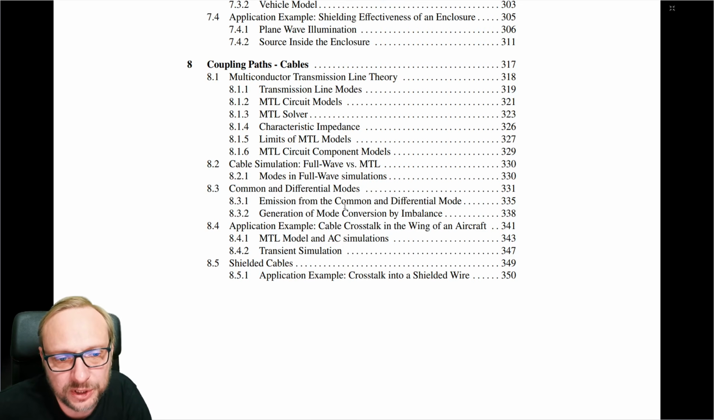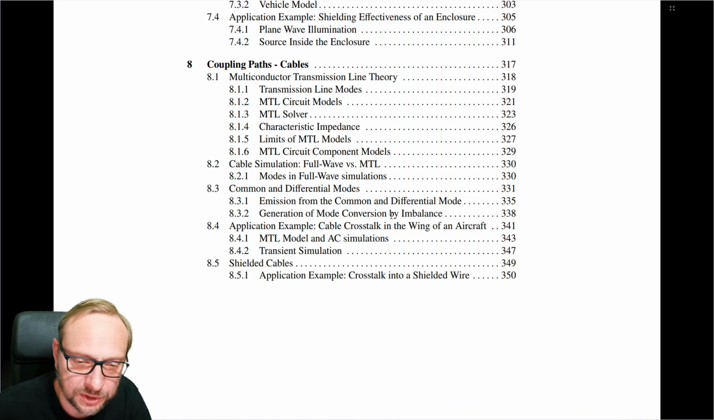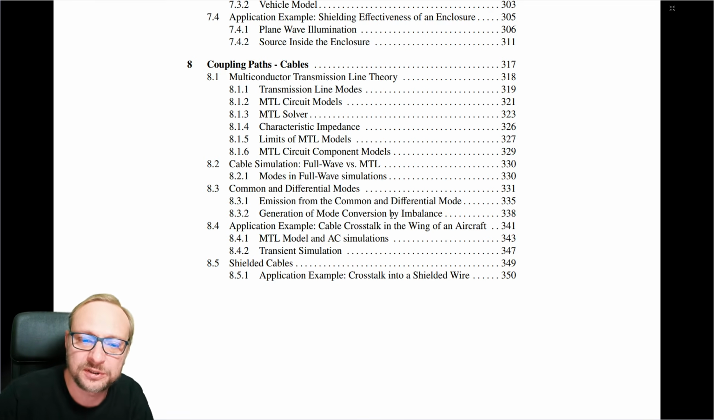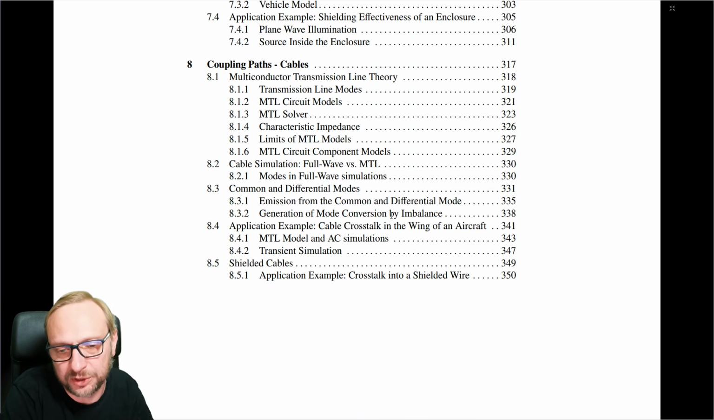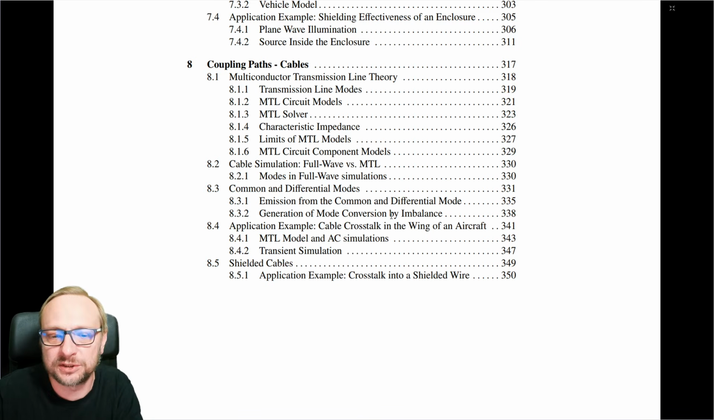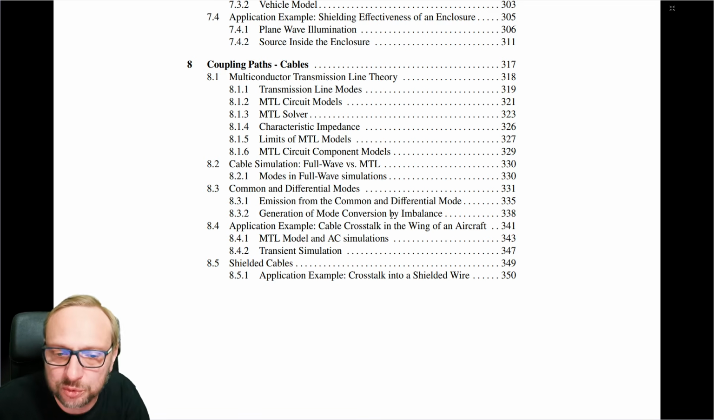Then we talk about common and differential mode, a very typical topic you find in EMC books. We compare the emission from common and differential mode, and we discuss the generation of mode conversion by imbalance and apply this, of course, to the simulation methods. For example, if the simulation model is very, very symmetric, you will almost have no imbalance. That means a perfectly symmetric simulation model might deviate from what you measure in your lab, because in your lab the cable is never perfectly symmetric and contains a certain amount of imbalance, while in the simulation this might not be the case, and we discuss how to resolve this.